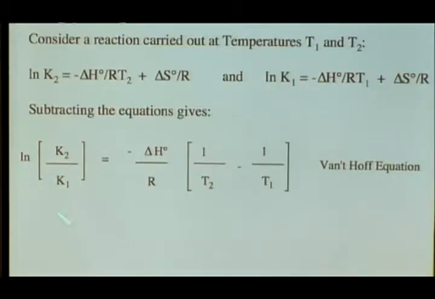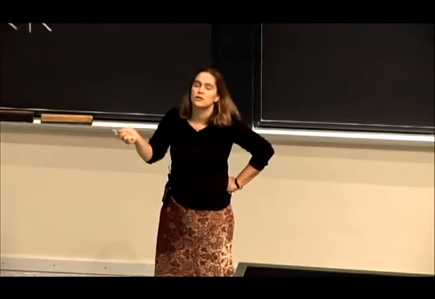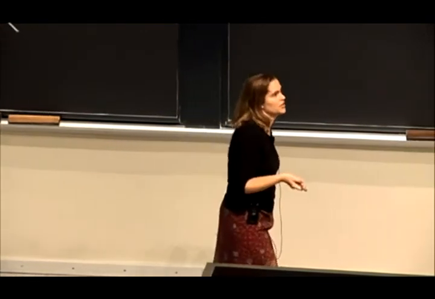Well, we can talk about the natural log of one equilibrium constant over another: K2, which is the equilibrium constant at temperature 2, over K1, which is the equilibrium constant at temperature 1, is going to be equal to minus delta H naught over R, and then it depends on the temperature. So you bracket 1 over temperature 2 minus 1 over temperature 1. And this just comes from subtracting those two equations. So again, you can think about how the equilibrium constant is going to change with temperature. That's what this equation does for you.